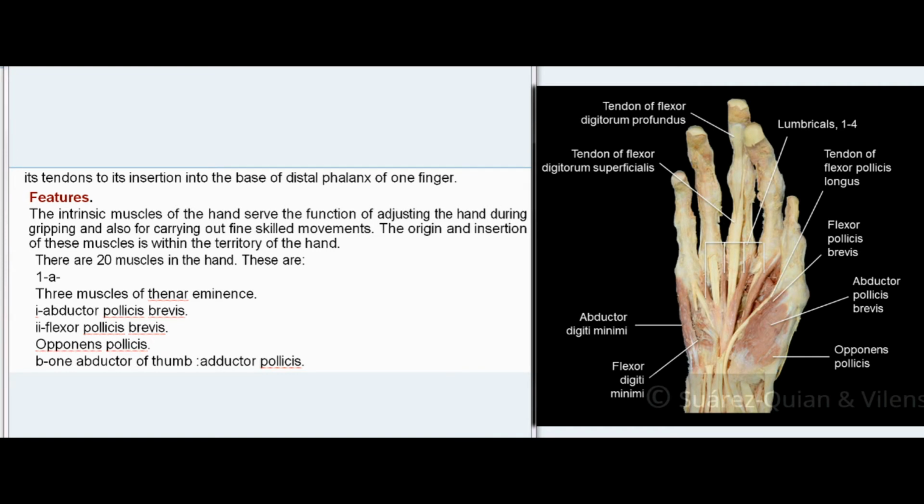Features. The intrinsic muscles of the hand serve the function of adjusting the hand during gripping and also for carrying out fine skilled movements. The origin and insertion of these muscles is within the territory of the hand. There are 20 muscles in the hand. These are: 1, 3 muscles of thenar eminence: 1 abductor pollicis brevis, 2 flexor pollicis brevis, 3 opponens pollicis. Also adductor pollicis, the adductor of thumb.